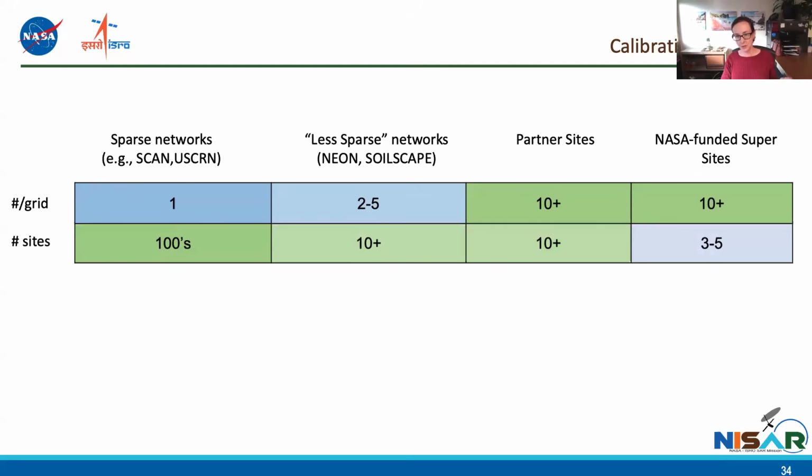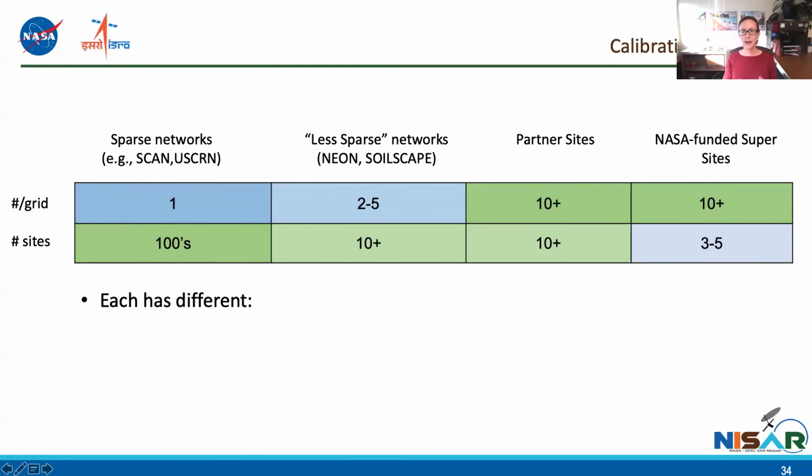Now, of course, for the sparse networks, where we have one station in a field, there's lots of those, right? So the benefit is you can look all over the world. There's a lot of data you can pull in, whereas we only have between 3 and 5 of these super sites. And so there's stuff in between where there's maybe a few sites in a given pixel, or where partners are, this is a growing number of partners that are also trying to get data for NISAR.